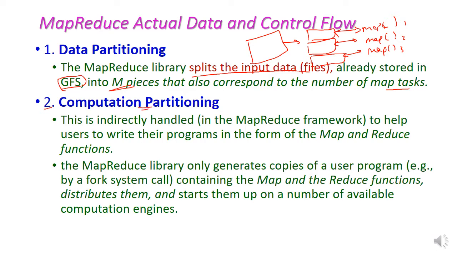And the second one is computation partitioning, and it is indirectly handled by the MapReduce framework itself to help the users write their programs in the form of MapReduce functions. And the MapReduce library generates the copy of the user program, for example, using the fork system call, containing map and reduce functions, and distributes them and starts them upon the number of available computation engines. Here the computation engines are nothing but the MapReduce programming.